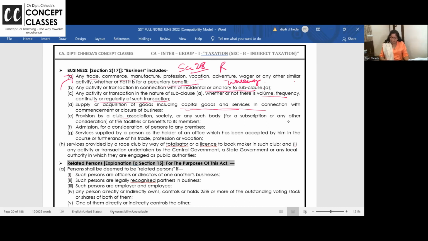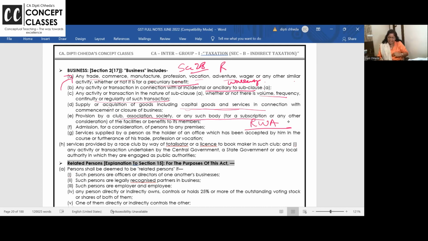Provisions by clubs, associations, societies. This I told you. Housing societies, there is the Resident Welfare Association, very popularly known as RWA. They collect money from everyone, and then they have a pool and a clubhouse, and they pay electricity bills and maintain the liftman and watchman. On all these services, is GST there?